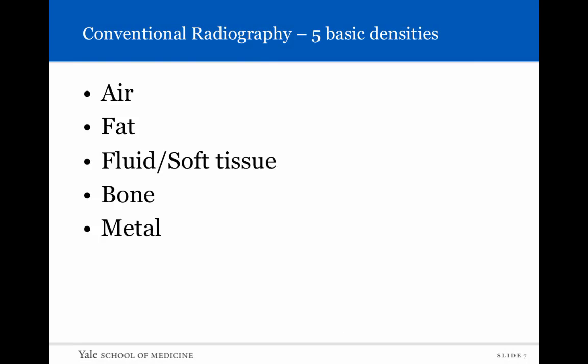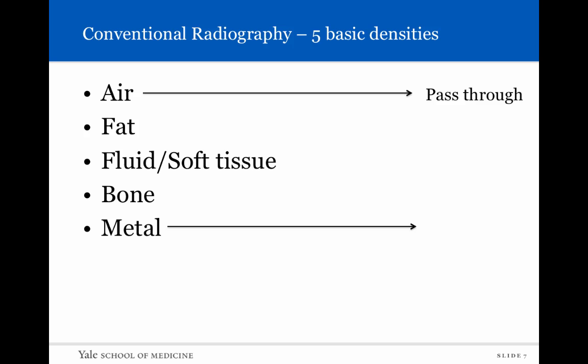As a result of this interaction, we basically have 5 densities that we can identify in conventional radiographs. They are air, fat, fluid and soft tissues bundled into one, bone, and metal. Now with air, everything goes through, and so that'll blacken the film or the cassette that we place behind the patient, while metal, nothing will go through, so it'll be a very bright white. And everything else in between will be different shades of gray.